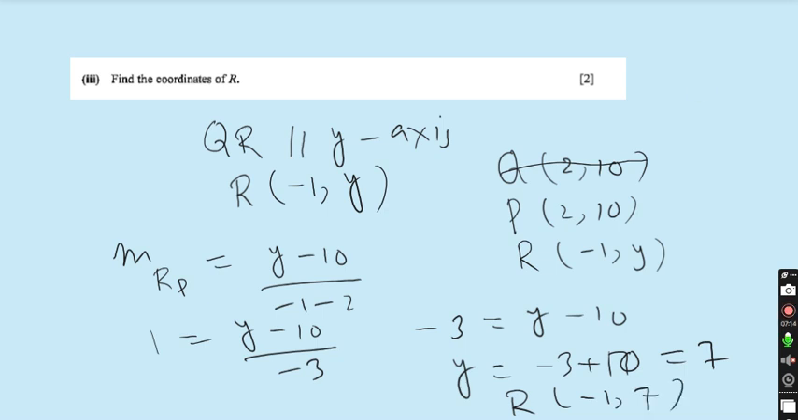I will repeat again how to find the coordinates of R. According to the question, QR is parallel to the y-axis, so R also lies on the line x equals -1. So the coordinates of R must be (-1, y). How to find y? We have the gradient of RP given, which is 1. P is (2, 10) and R is (-1, y), and we use the gradient formula y2 minus y1 upon x2 minus x1 and put the value of the gradient as 1. We will get the coordinates of R, which are (-1, 7). Okay, next part.